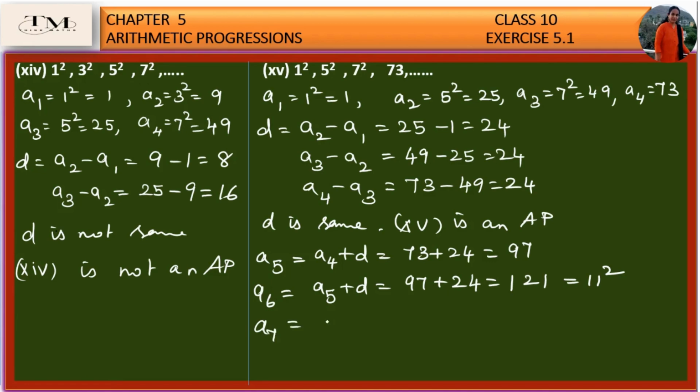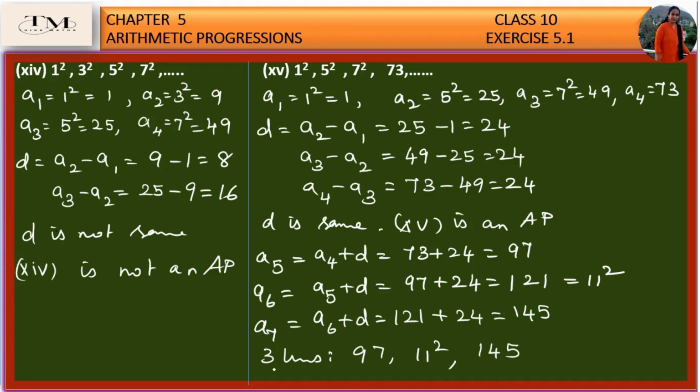So what is A7? It is A6 plus D. So A6 instead of 11 square, I am going to use as 121. 121 plus 24, which is 145. 145 is not a perfect square. So it is written as 145. So the three terms are 97, 11 square, 145. Okay. I hope you can understand all the problems.